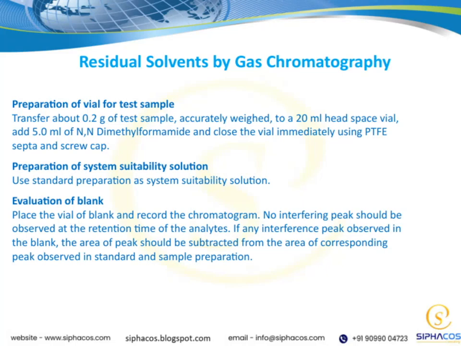Let's walk through the preparation of the vial for our test sample. First, we need to transfer about 0.2 grams of the test sample, ensuring it's accurately weighed. This is then placed into a 20 milliliter headspace vial. Next, we add 5 milliliters of N-dimethyl formamide to the vial. Once that's done, it's important to close the vial immediately with a PTFE septa and a screw cap to prevent any evaporation or contamination.